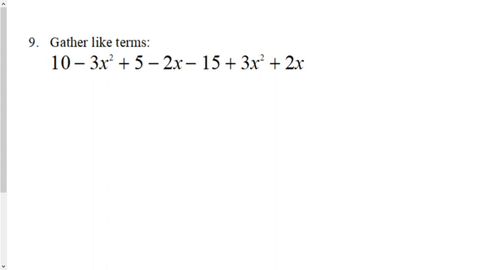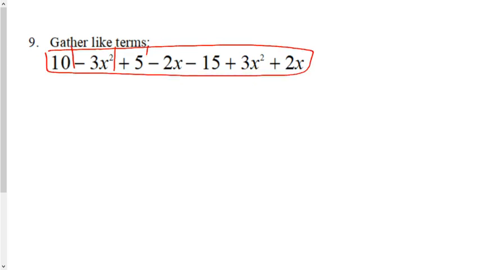Question 9, same question, just a little bit longer. If you like to box it up, go ahead. You don't have to. Usually helps people. Of those 7 terms, which term has the highest degree? X squareds. A negative 3x and a positive 3x make 0. A negative 2x and a positive 2x make 0. A 10, a 5 make 15, and a negative 15 make 0. So when you gather like terms in number 9, you end up with nothing.